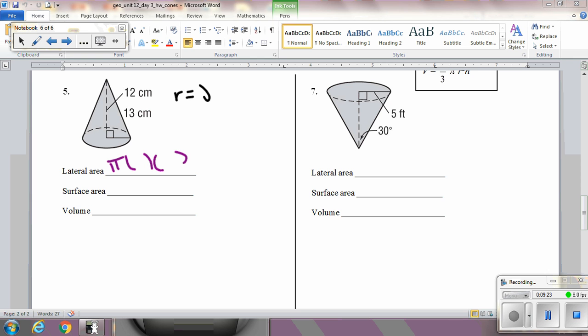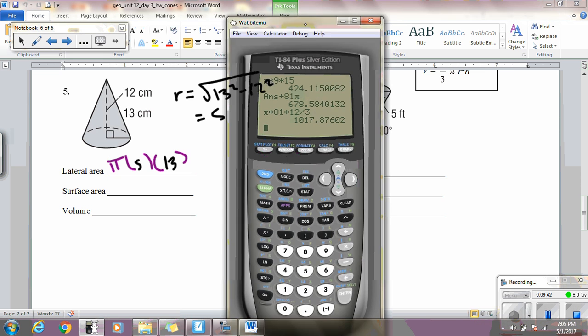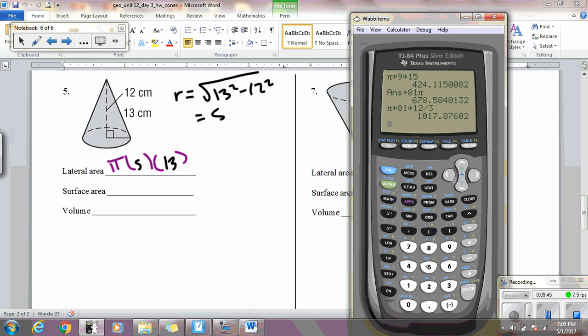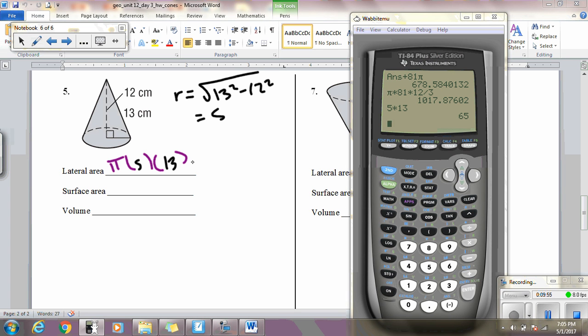So the radius is found by taking 13 squared minus 12 squared, and you would get 5. So our radius is 5. Our slant height is 13. So when I say in terms of pi, the only thing that goes in the calculator is 5 times 13. And we get 65. So our lateral area is exactly 65 pi centimeters squared.